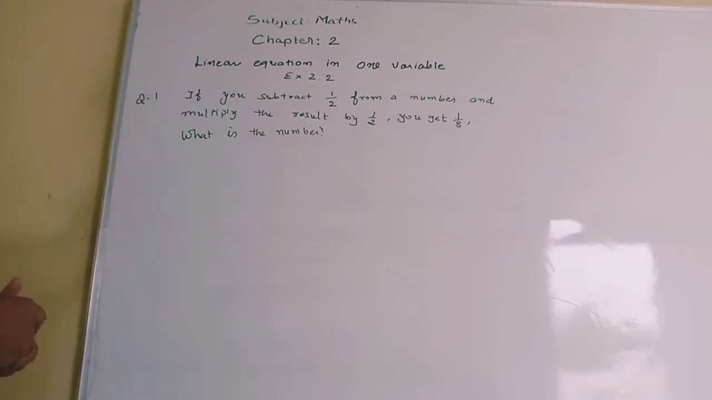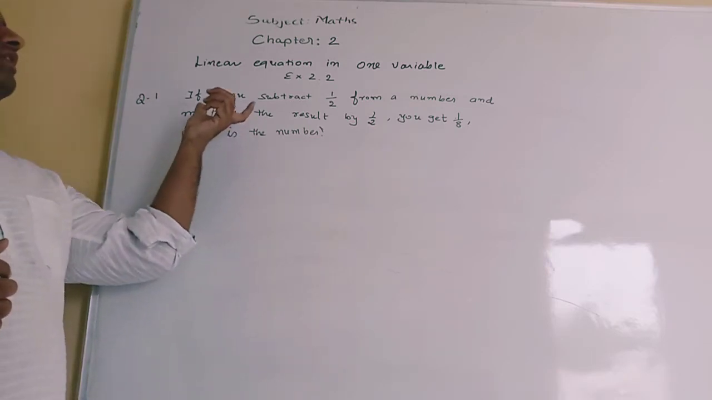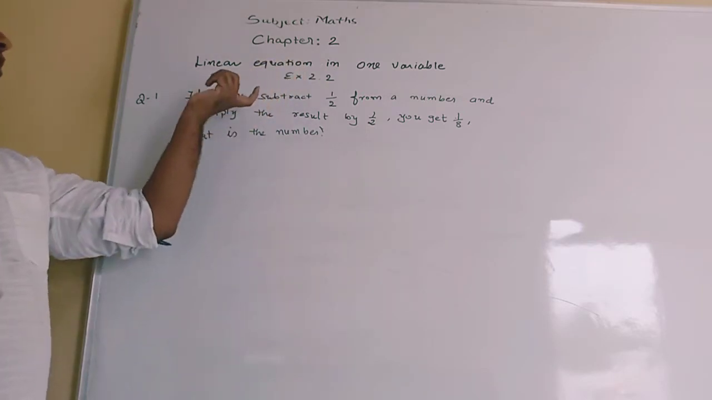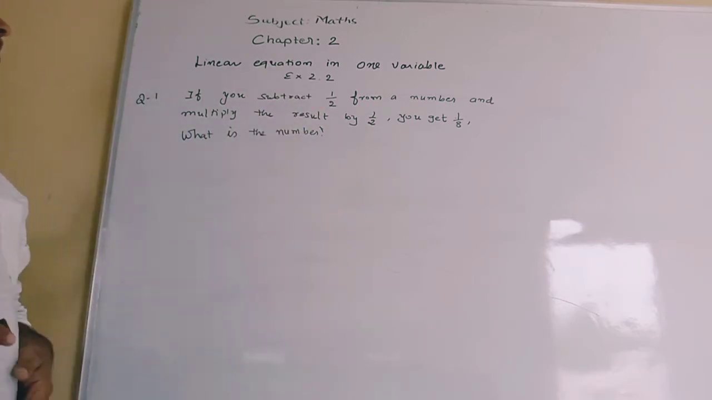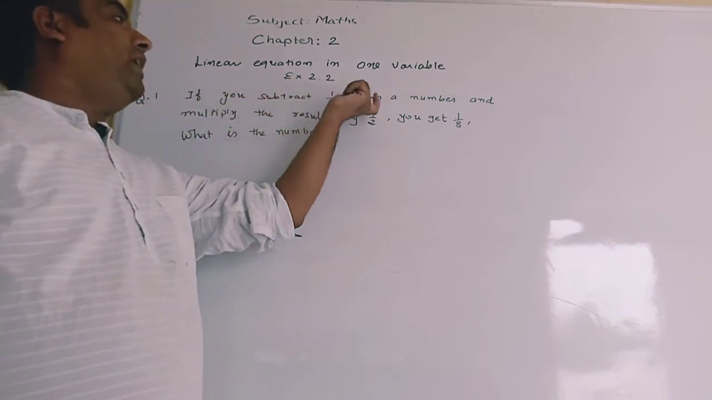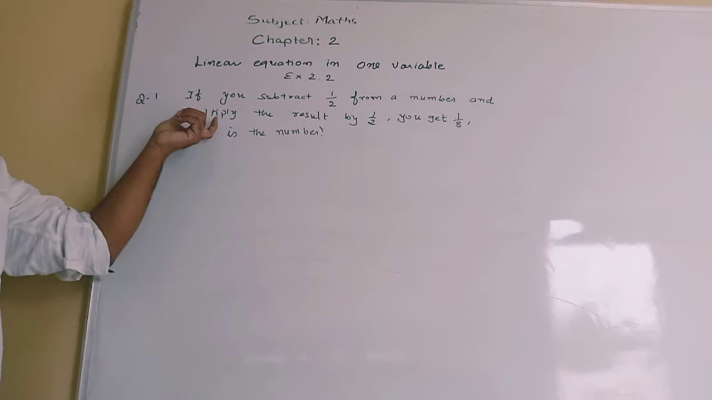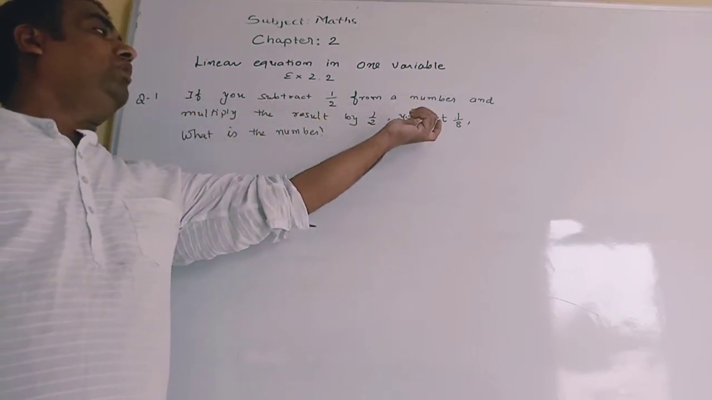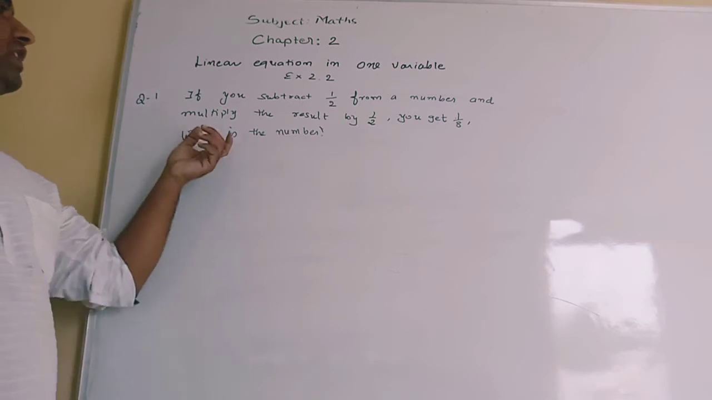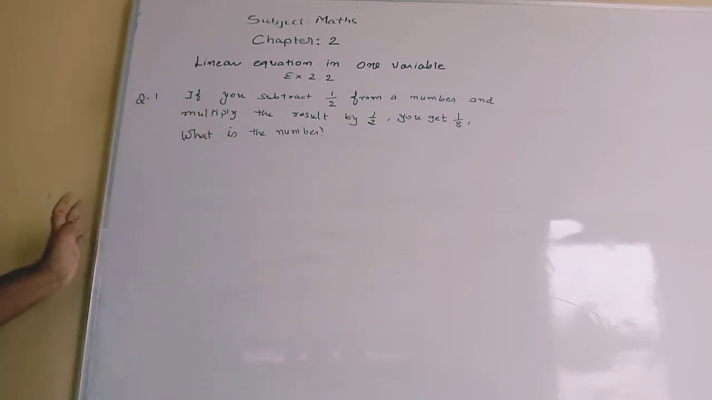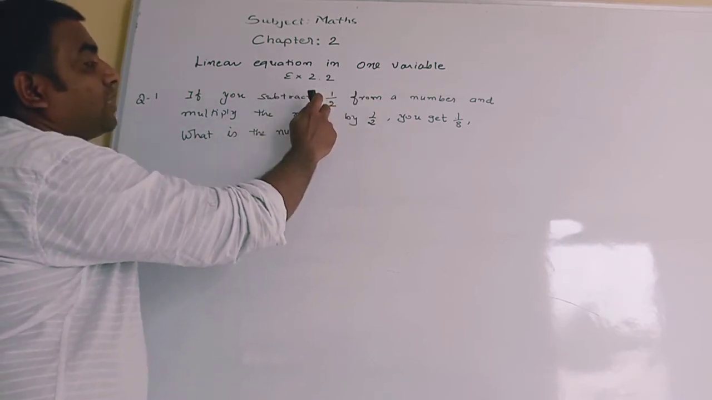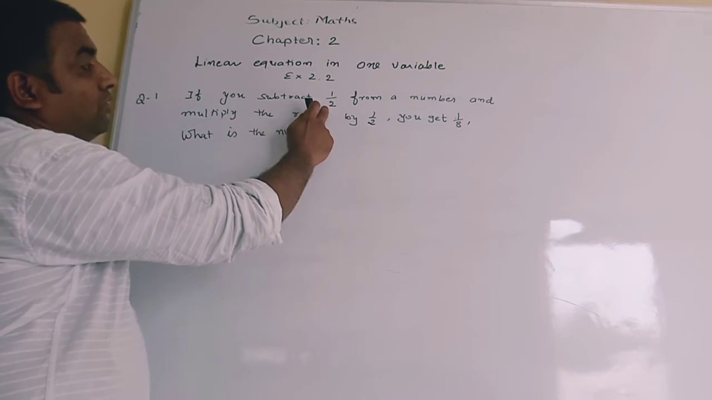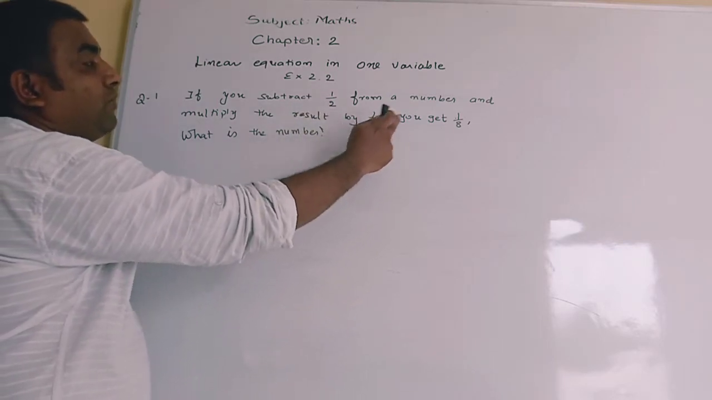So let's use these keywords in equation forming, exercise 2.2. The word problems are given. These problems we will convert into equations and solve. So first question in the exercise: if you subtract 1 by 2 from a number and multiply the result by 1 by 2, you get 1 by 8. What is the number? So an unknown number is there, from that number we subtract 1 by 2, and then multiply by 1 by 2, we get 1 by 8.